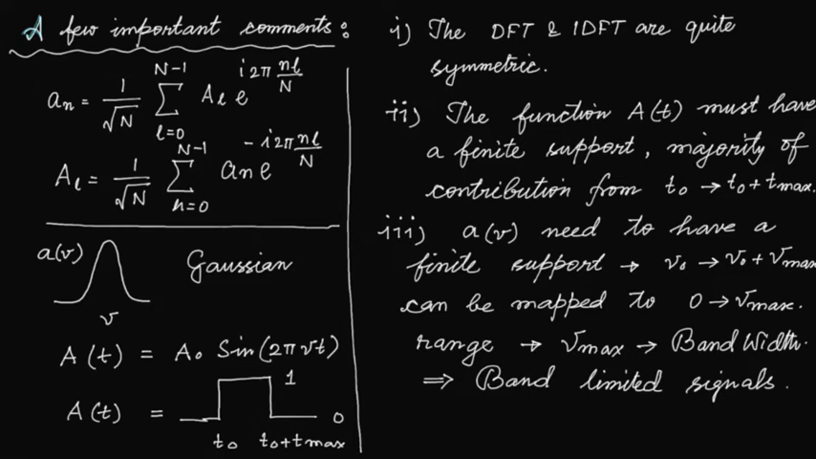This range is called a bandwidth. The range here is 0 to nu max. So nu max is called the bandwidth. These signals are called band limited signals.